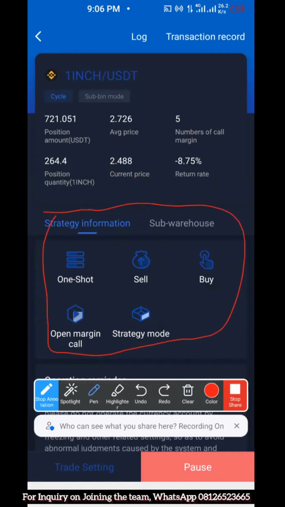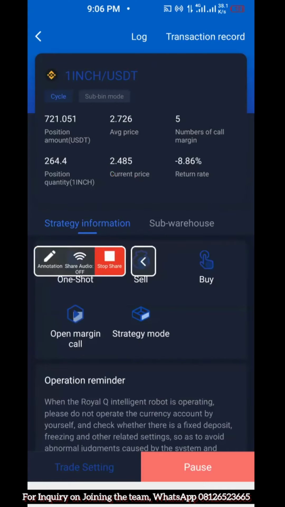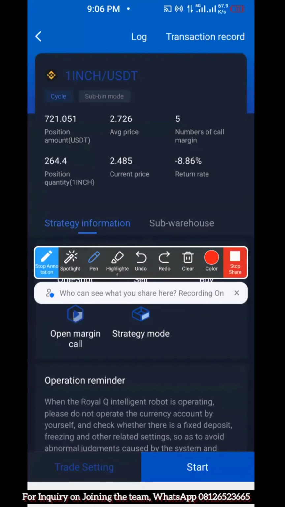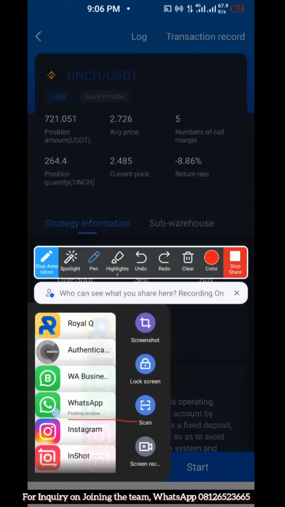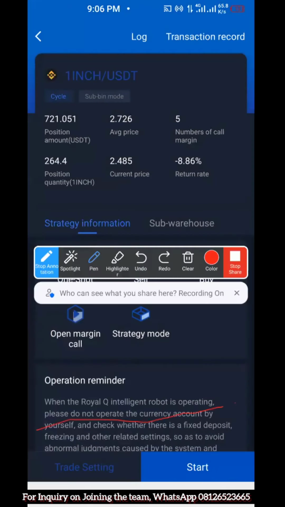Now, the first thing you do when you come into a trade is to do the settings. If you don't do the settings, it won't even allow you trade. Now, when you get into the trade, this is the way you are actually going to see the screen. It's going to show you start and trade settings. You can see it down here, start and trade settings.